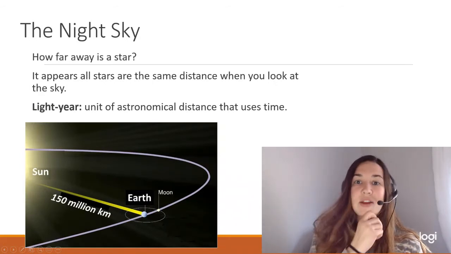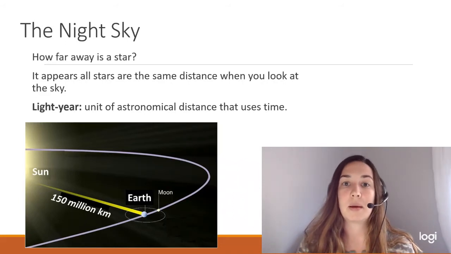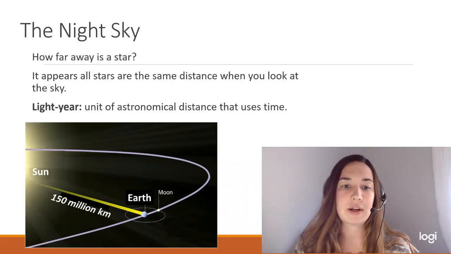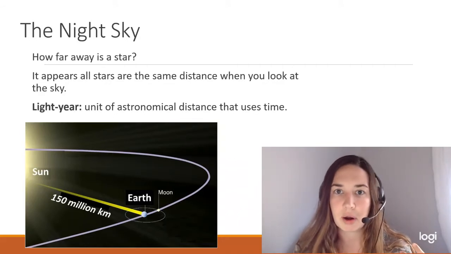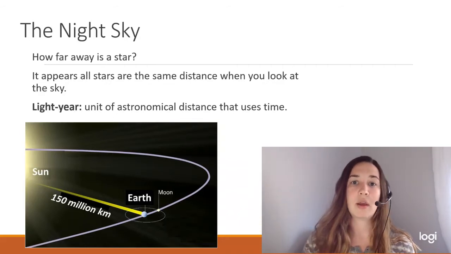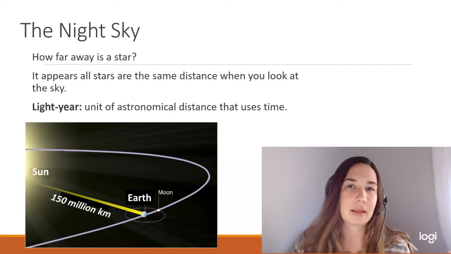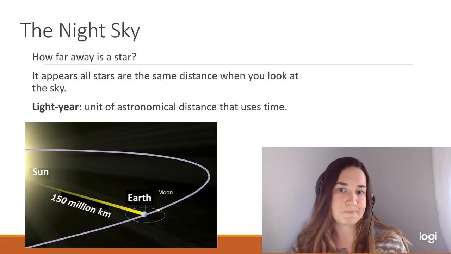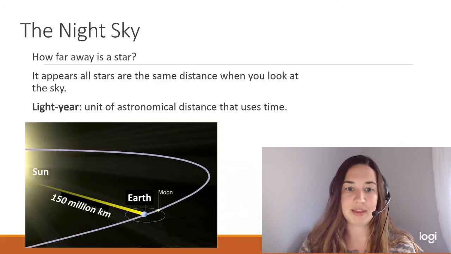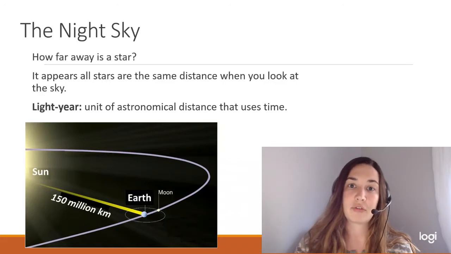Okay, so you know that you're looking at a lot of different stars in the sky when you look up at night, and they all pretty much look like they're the same distance away. So how far away is a star from Earth? Well, when you're looking at them, they all kind of appear like little specks in the sky, right? You might think that they're all close to the same distance away, but that's not always true. All of the stars are various light years away from Earth's surface.